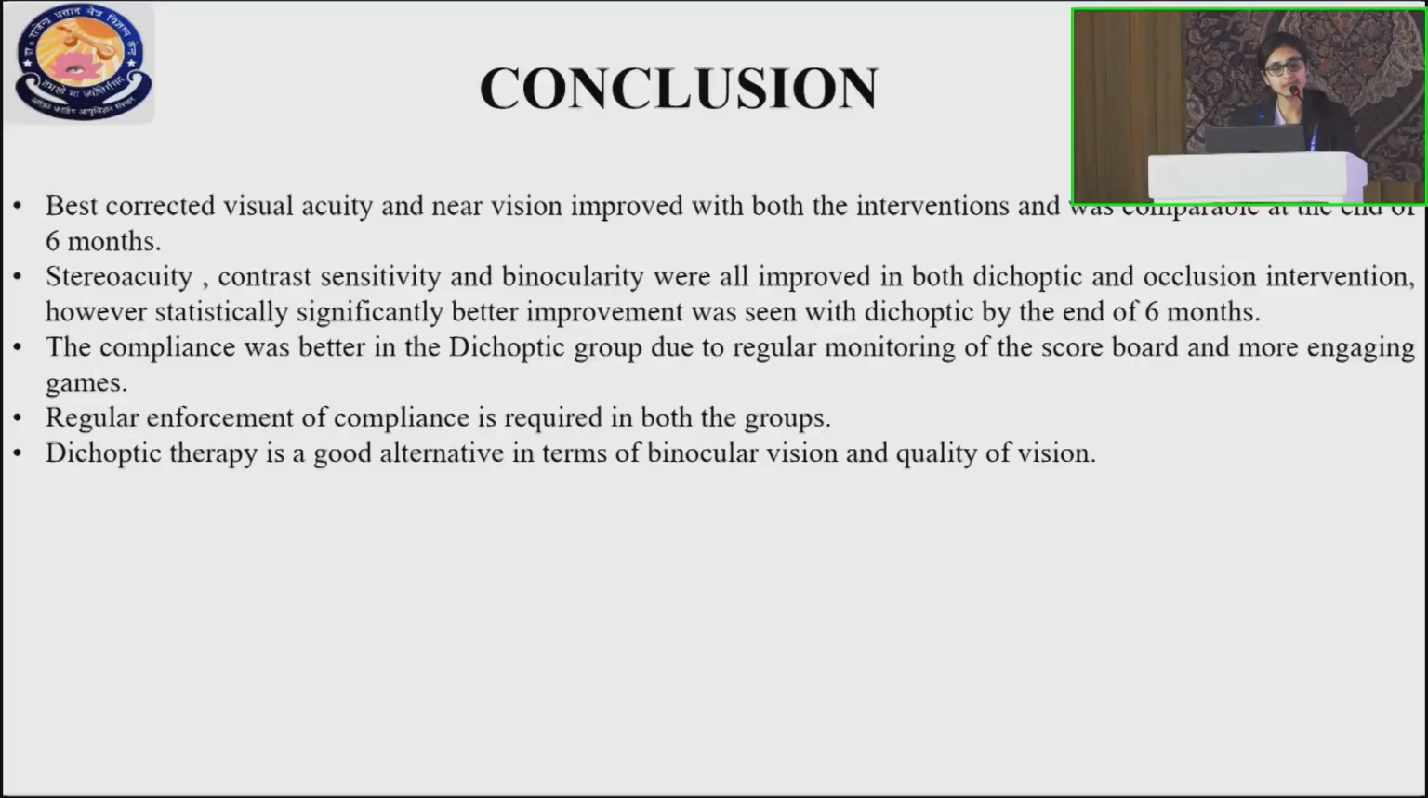The secondary aim of compliance was better in the dioptic group due to regular monitoring of the scoreboard and more engaging games which enrolled the children further to do it, and regular enforcement of compliance is required in both the groups. Hence, dioptic therapy is a good alternative in terms of binocular vision and quality of vision.